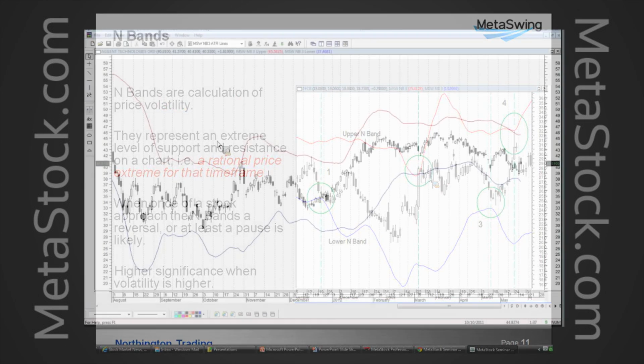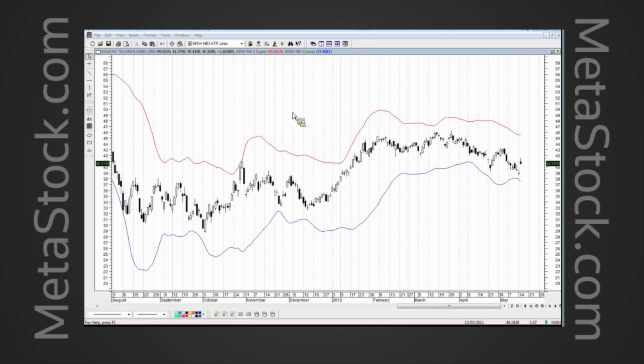Okay, so here we're looking at a daily chart of Agilent. It's the first one in the S&P 500. Nothing magical about it. With support and resistance, here's how we do it. We calculate it based on historical volatility. Here, up here at the top, is an N-band. This is called an N-band, and it's a proprietary tool in MetaSwing. At the bottom is a lower N-band. So this is the upper and the lower N-band.